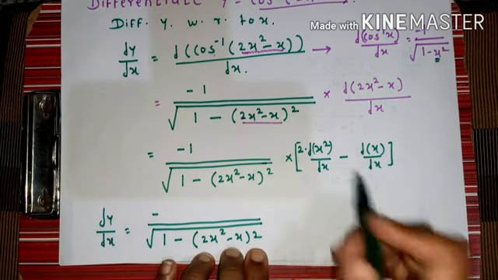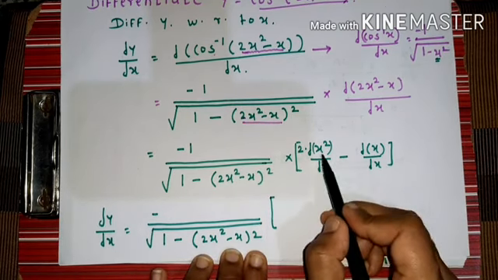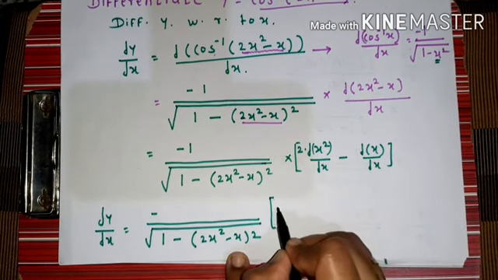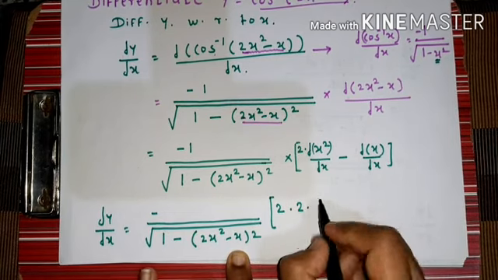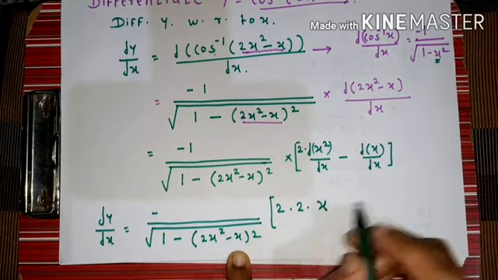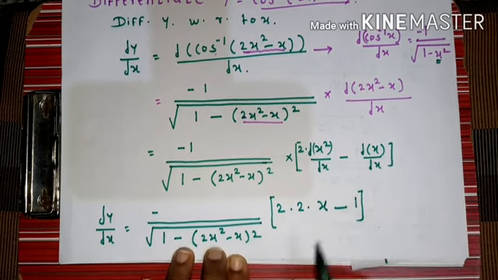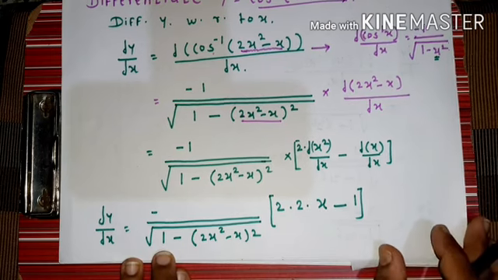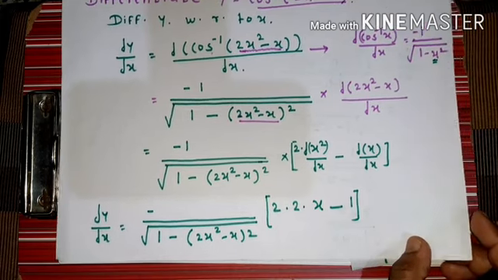Okay. And see here, differentiation of 2x square, again by using the x raised to n formula, that is n into x raised to n minus 1. Here n is 2, so 2 into x raised to n minus 1, that is x raised to 1. And minus differentiation of x with respect to x is 1. And this will be minus 4x minus 1 upon square root of 1 minus 2x square minus x whole square. This is the problem and hence the solution.